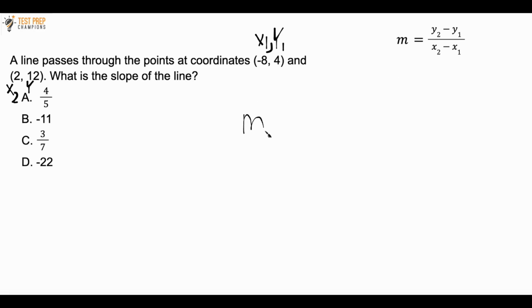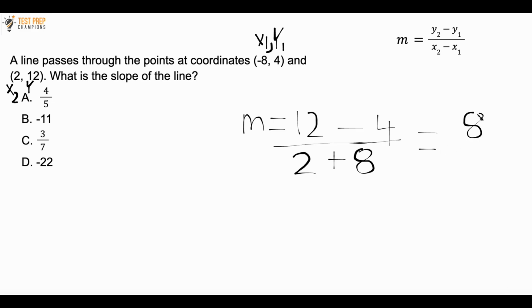So this little m symbol just means slope, right? So I have slope equals y2, which is 12, minus y1, which is 4, divided by x2 minus x1. And I know that my x2 is 2, and my x1 is -8. Now, 2 minus -8 is the same as 2 plus 8, because minus and negative is the same as plus. So we have 12 minus 4 divided by 2 plus 8. So what is 12 minus 4? 12 minus 4 is 8. And what is 2 plus 8? 2 plus 8 is 10.